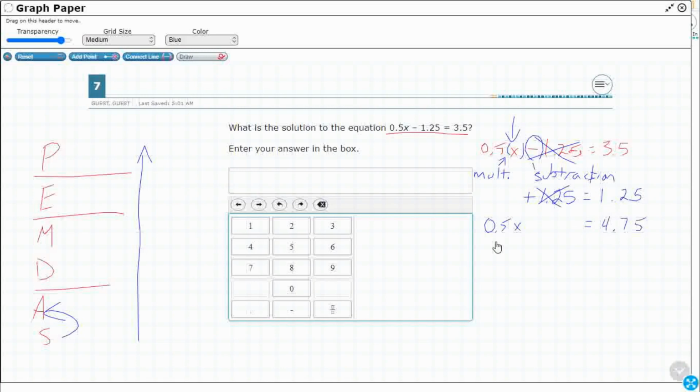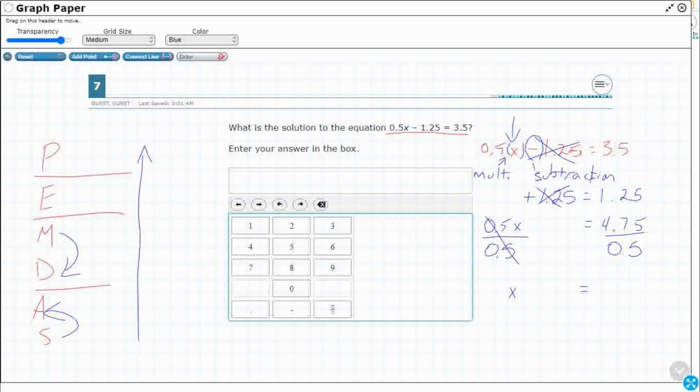So I've got rid of that, but now I've got that multiplication. The opposite of multiplication, the inverse operation, is division. So I need to divide both sides by a half, which is what 0.5 is. If I divide, that's going to cancel itself out. It's going to become 1, so that's good. So x equals whatever 4.75 divided by 0.5 is.